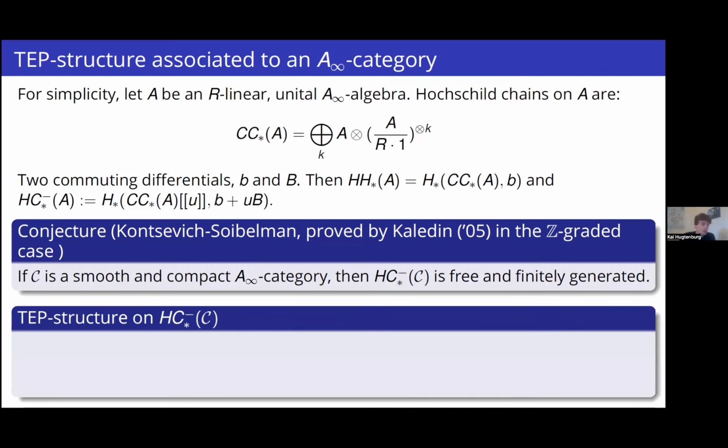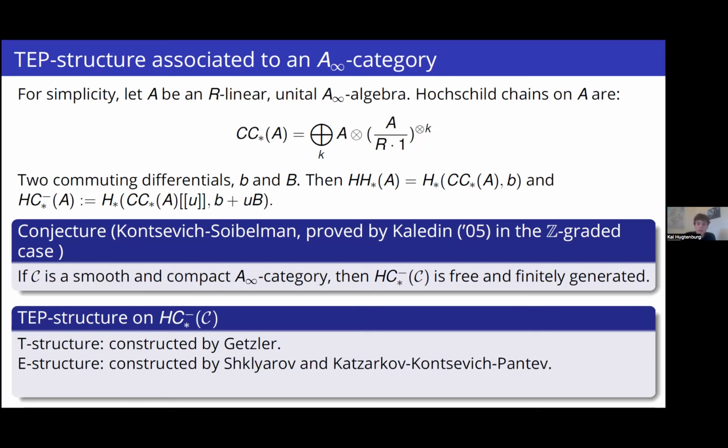And how is the TEP structure built on negative cyclic homology? I won't give any definitions, but I'll give some references on where you can read up on this. The T structure is the Getzler-Gauss-Manin connection, which was constructed by Getzler. The E structure, the connection in the u direction, was constructed by Shklyarov and Kaledin, Kontsevich, Pantev. And the P structure, the pairing, is the higher residue pairing, which was constructed by Shklyarov. This is some extension of the Fukaya pairing on Hochschild homology.